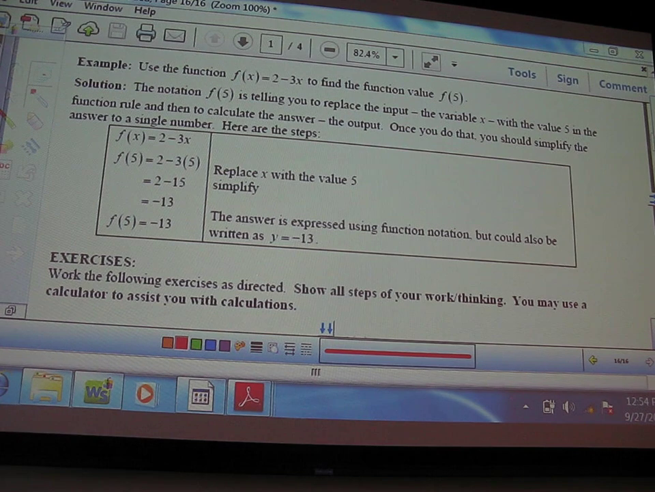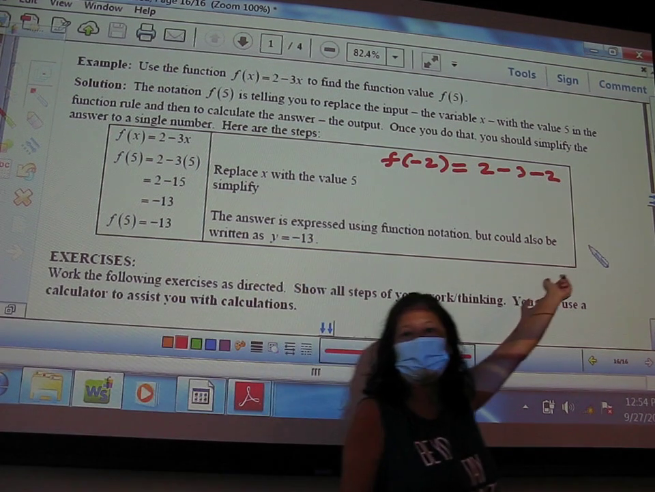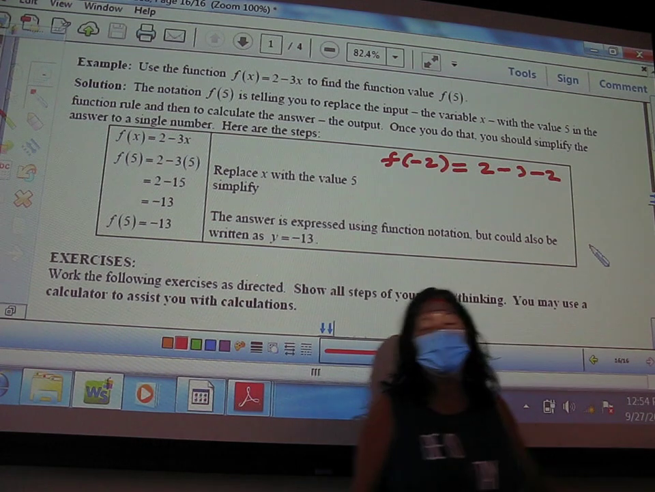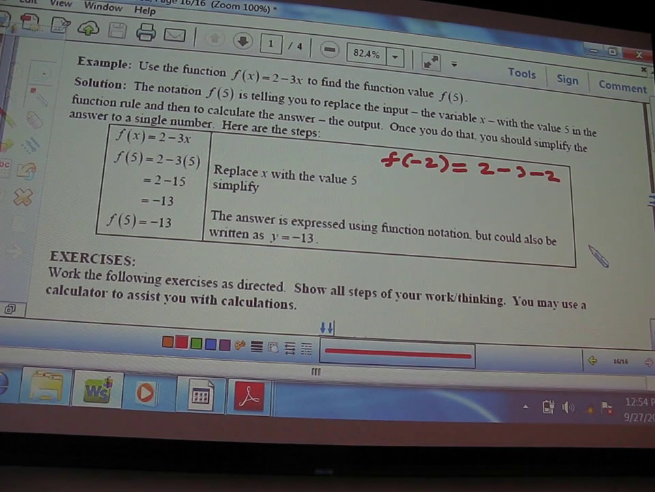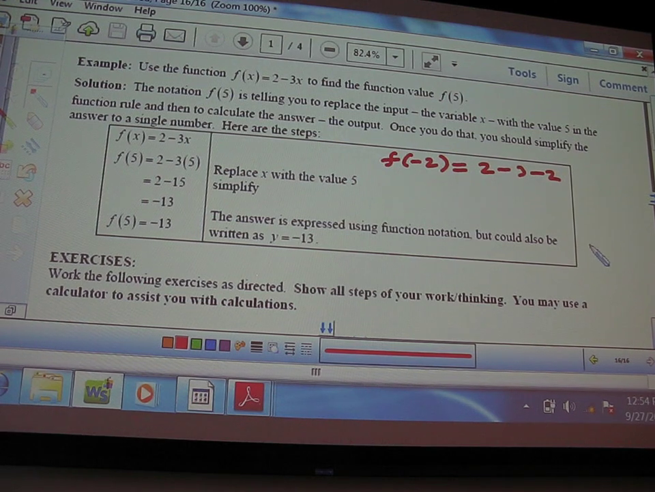Like if I just put in, if it's f of negative 2 equals 2 minus 3x, if I just put in negative 2 for 3x, I'd be confused. Is that 3 minus 2 or 3 times negative 2? Do you guys see what I'm saying? And then when you get to squaring things, it becomes a whole bigger problem, right? That makes things even more complicated.